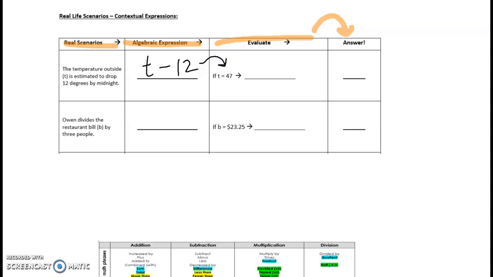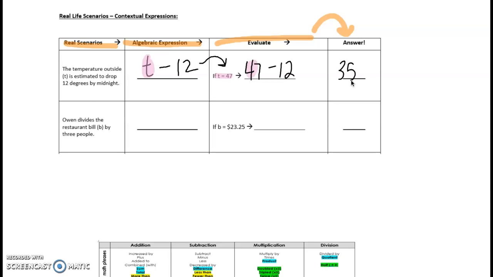What if I told you that the temperature outside is 47 degrees? You're going to take out that T because it's no longer a mystery, and we're going to substitute it with our value of 47. In that box it says my temperature is 47. So 47 minus 12, we do the math, we get 35. So it answers the question: what's it going to be like at midnight? It's going to be 35 degrees.